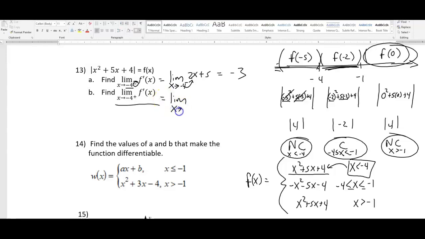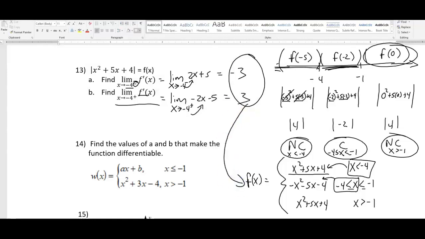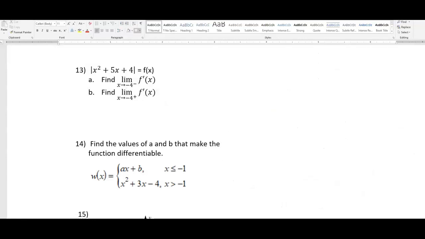So we want to approach -4 from the right. So if I'm approaching -4 from the right, I'm looking where x is greater than -4, so that would be this piece. But we want the derivative of that piece, so that would be -2x minus 5. Direct substitution, -2 times -4 is going to be +8, minus 5 is +3. So you're always going to get the same slope, it's just opposite signs. And the trick is basically just knowing which one's positive and which one's negative. And that comes from changing it into a piecewise function. Okay, and that's that. Let's go ahead and take a look at number 14.